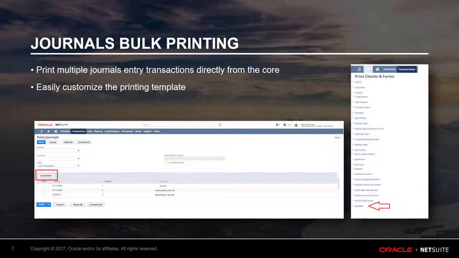Small but significant is the enhanced journal entry print functionality. The new journals bulk printing feature allows the user to print multiple journal entry transactions at once instead of printing each journal individually. Journal transactions supported are standard journal entry, book generic, intercompany journal entry, advanced intercompany journal entry, book-specific journal entry, book-specific intercompany journal entry, and advanced book-specific intercompany journal entry.